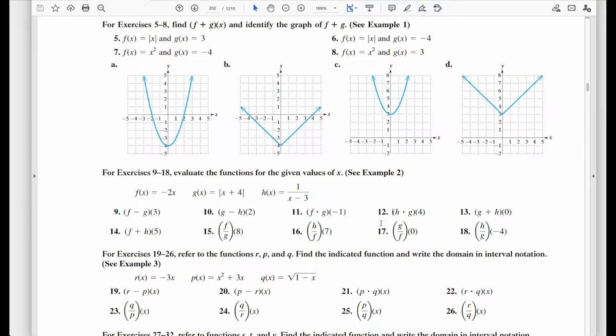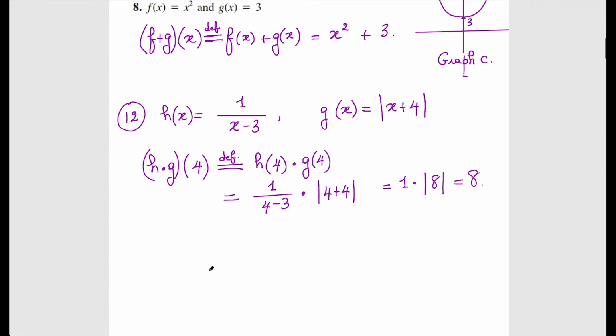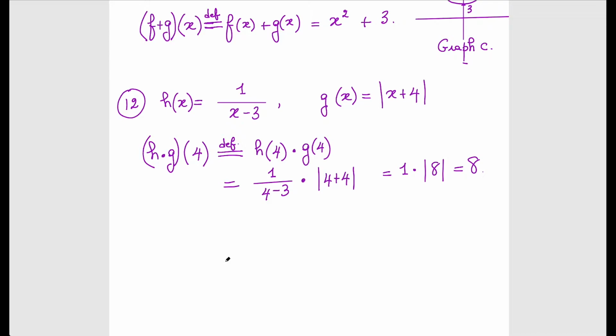Let's do another one. So we did 12. How about now we do 16. Let's do 16. You have f, which is negative 2x, and you have h. Those are the two ingredients, and you want to form the quotient of h and f evaluated at 7. Okay, so this is number 16.